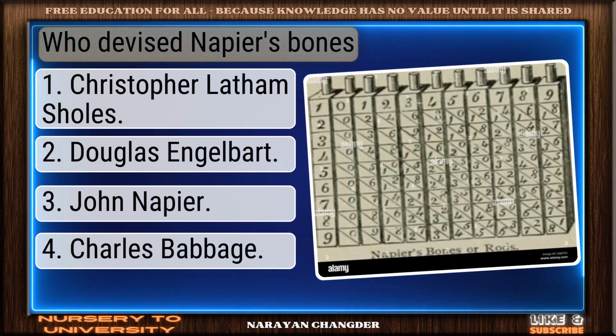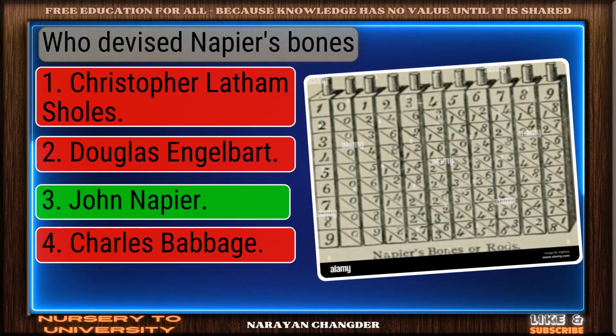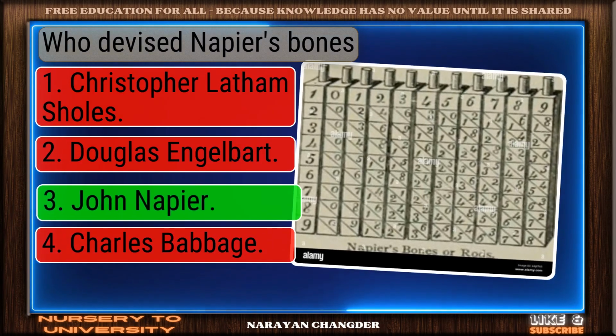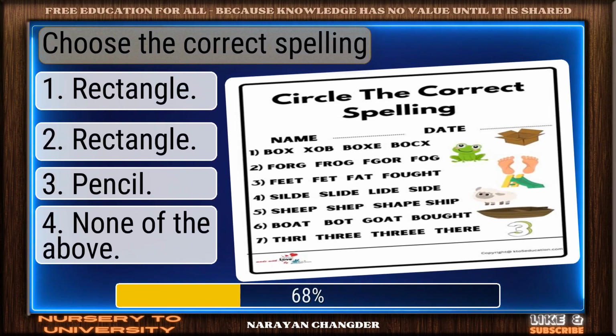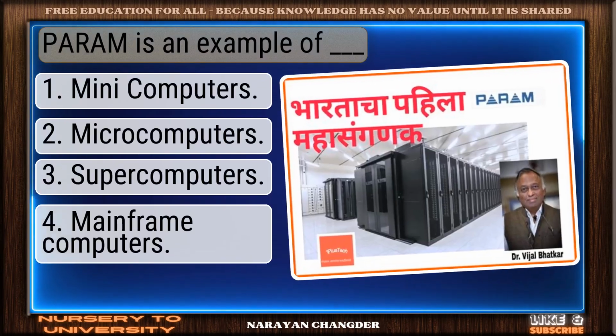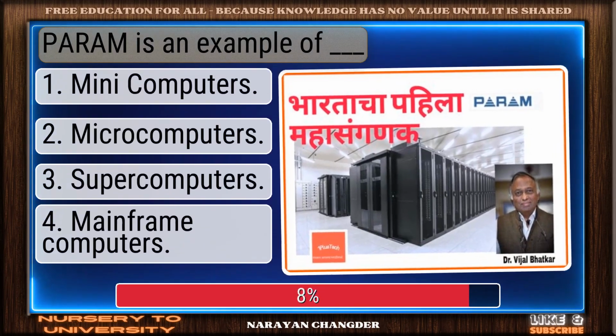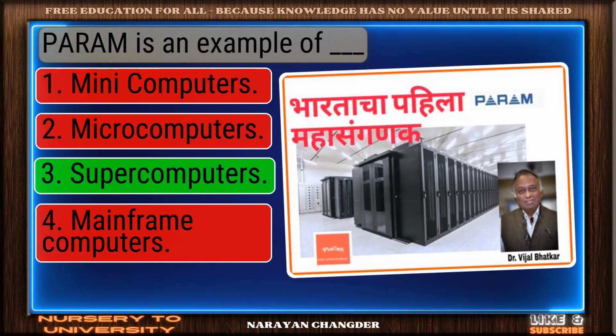Who devised Napier's bones? Well done. John Napier is right. Choose the correct spelling. Bravo. Rectangle is the answer. Param is an example of dash. You got it. Supercomputers fits.